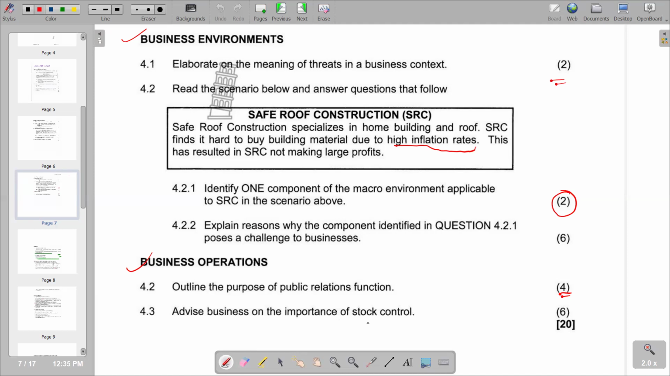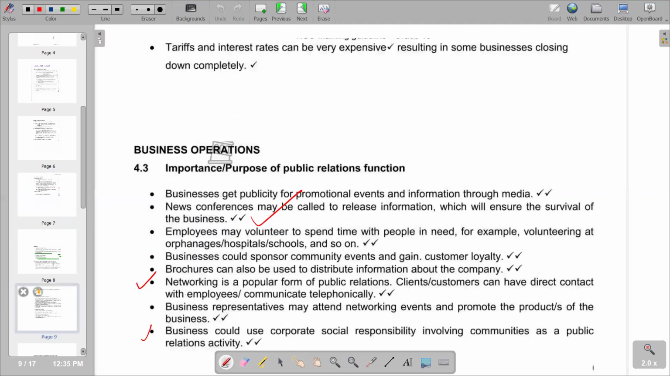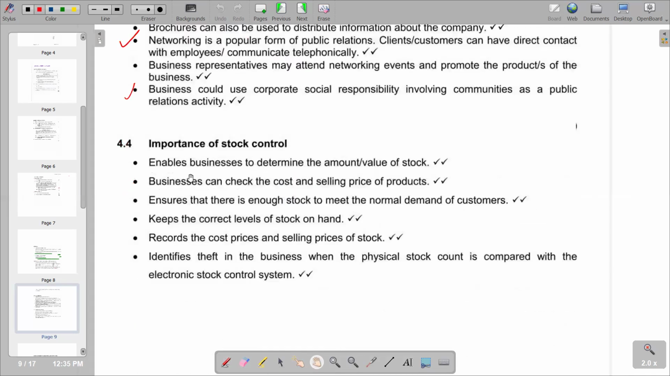Also, the quality of the stock that we buy can easily be controlled. So we go to the question: advise businesses on the importance of stock control. The advice that we have is also on our answer section, so try to go through it. The importance of stock control is that it enables businesses to determine the amount and value of stock, which is the first point. Secondly, businesses can check the cost and selling price of products, and ensure that there is enough stock to meet the normal demand of customers, and keep the correct levels of stock on hand.